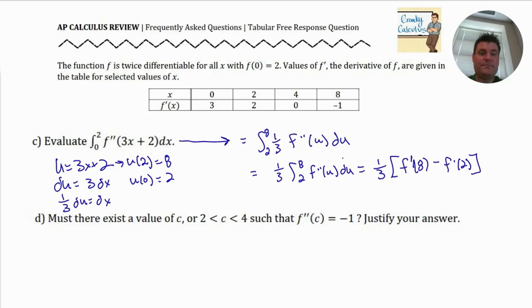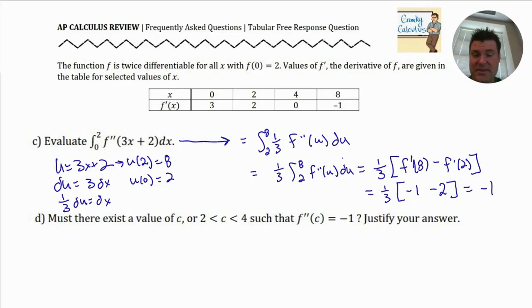And now I can just solve by substituting in those values, you do need to substitute these values in. So f prime of 8 I have is -1 minus f prime of 2 is 2. This right here is good enough for me as an answer, but I'll simplify it for you. It should be -1. The next question is, must there be a value of c where c is between 2 and 4 such that f double prime is equal to -1?